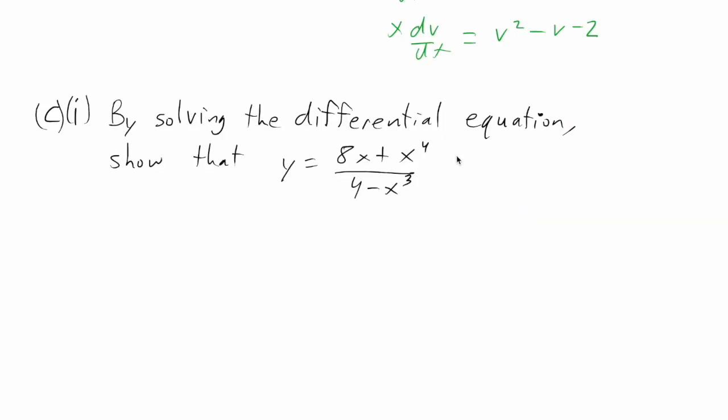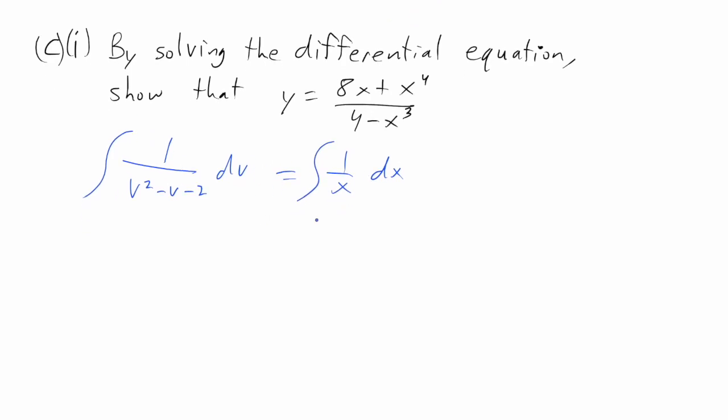Next, in part C, we have to actually solve the differential equation that we set up from before. So we can separate the variables and start solving. So let's bring the v's to the left and the x to the other side, and we'll have 1 over v squared minus v minus 2 dv equals 1 over x dx. And let's integrate both sides. The right hand side is ln x plus c. Here we have to use partial fractions, so maybe we'll do that on the side.